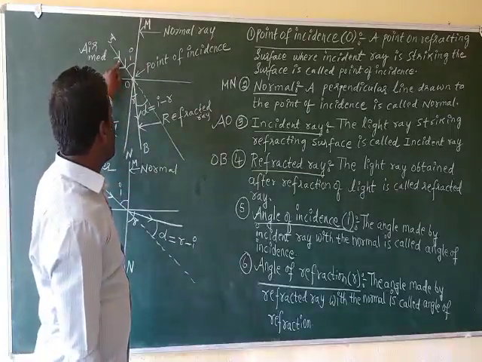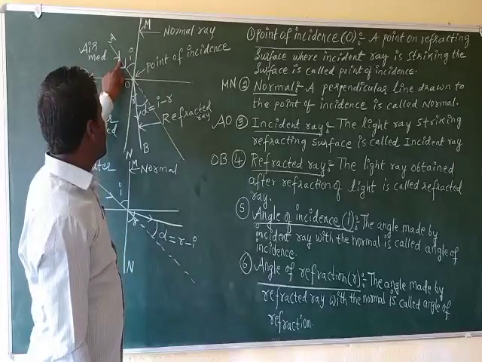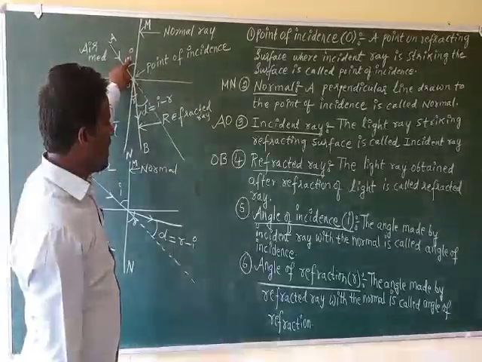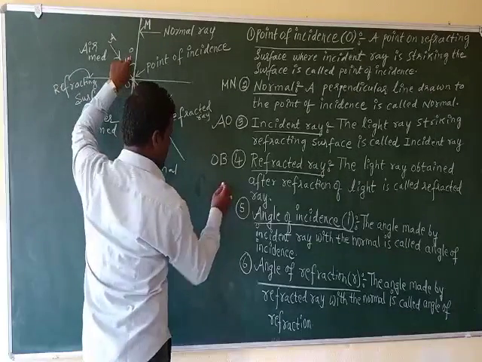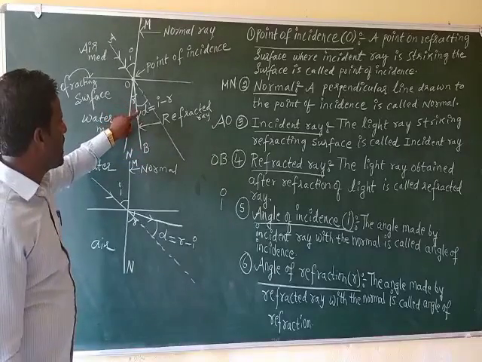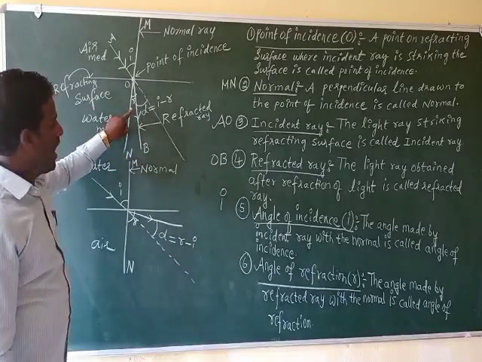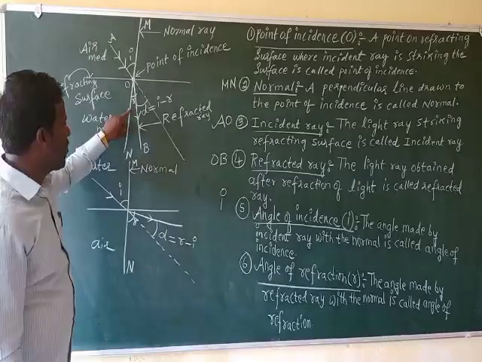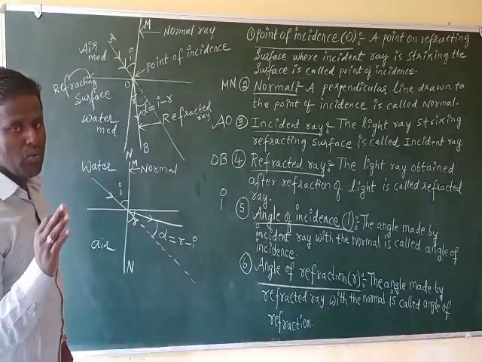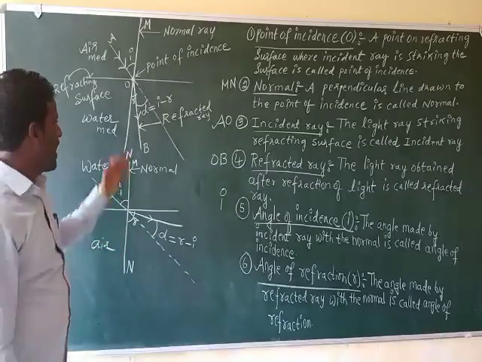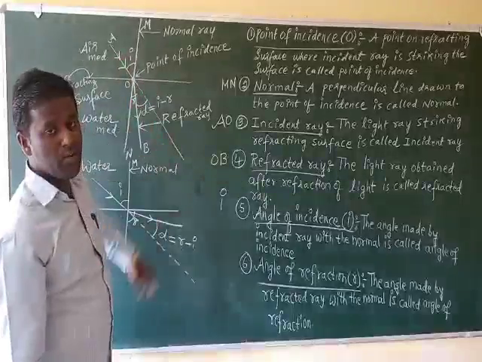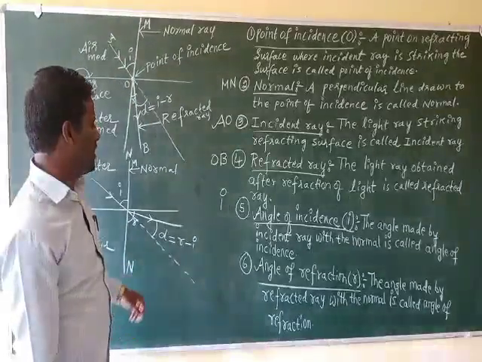Angle of incidence means the angle made by the incident ray with the normal. The symbol is I. Angle of refraction is the angle made by the refracted ray with the normal. The angle between the normal and the refracted ray is the angle of refraction, and the angle between the normal and the incident ray is the angle of incidence.